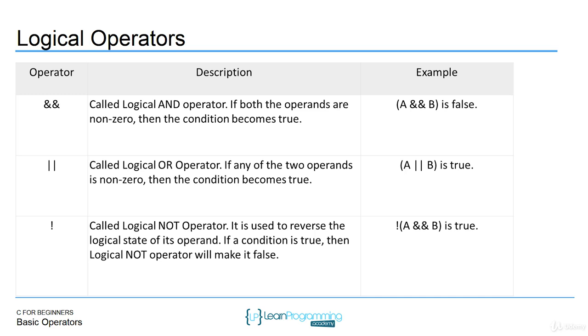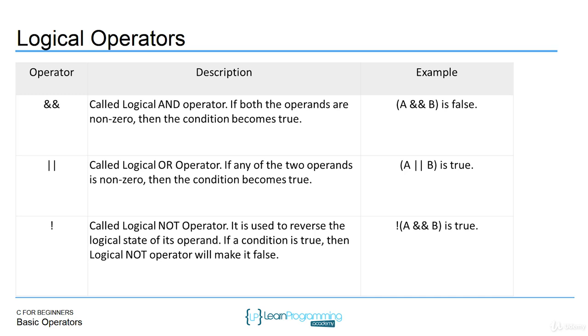And then parallel bars are the logical OR operator. Again, this should be similar to your math class, so I don't want to spend too much time on it. But if any of the two operands is non-zero, if either one is true, then it's true. So if A is true and B is false, it's true. And remember, these are expressions that return values. So if A is true and B is false, the return would be true.